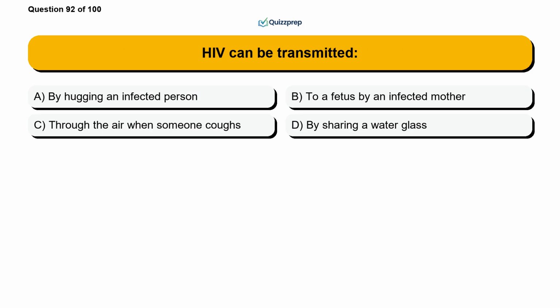Question 92. HIV can be transmitted. Option A, by hugging an infected person. Option B, to a fetus by an infected mother. Option C, through the air when someone coughs. Option D, by sharing a water glass.